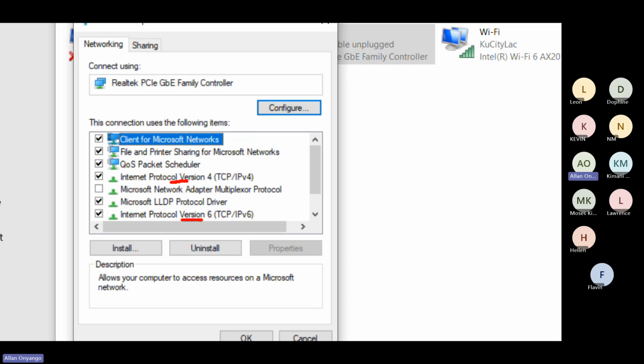For our case, this is what's called dual stack, by the way: a device that can accommodate both IPv4 and IPv6. The current computers have this. This is to help in the transition, so that in future there will be PCs where you'll only see Internet Protocol version 6 there.